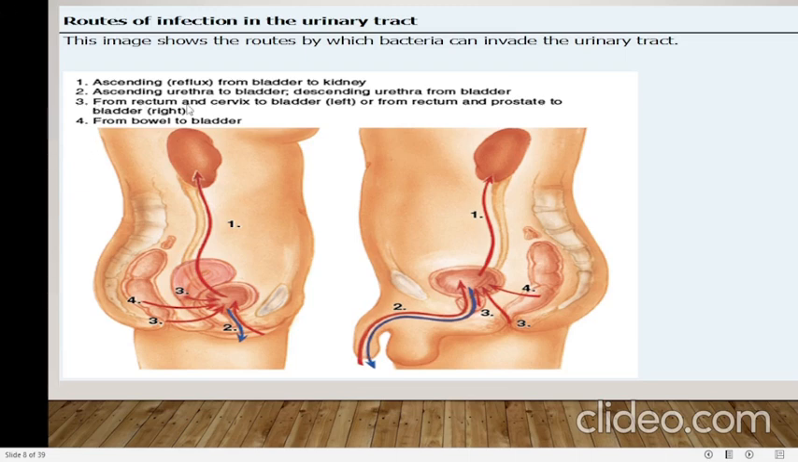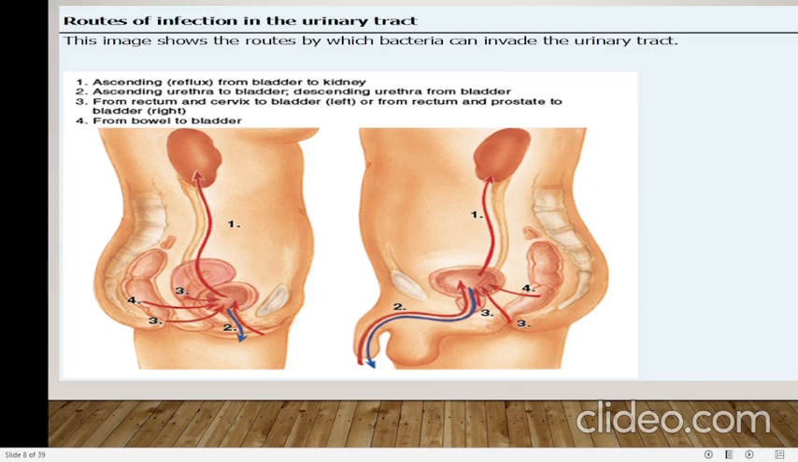Two, we could have ascending from the urethra to the bladder, coming to the bladder. Or from the rectum and prostate to the bladder, on the right. From the rectum and prostate to the bladder. Same, rectum.